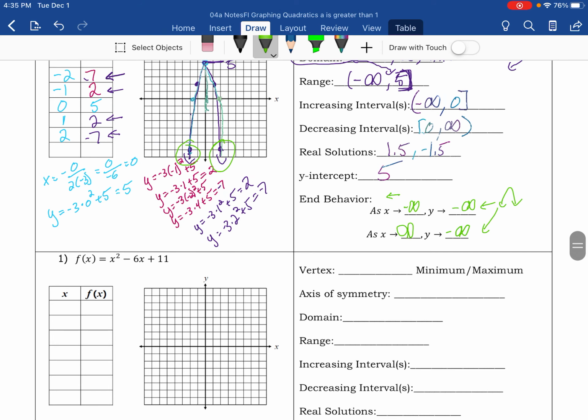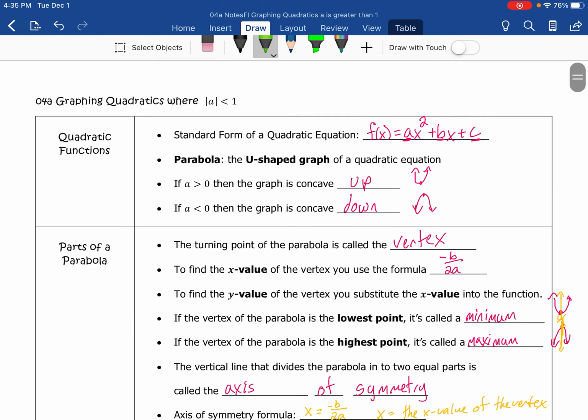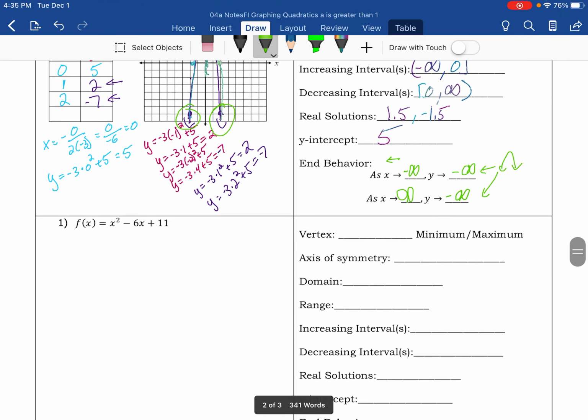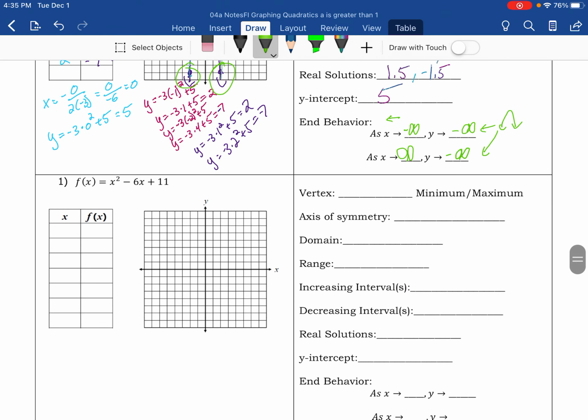So we have just 2 more. I just want to try a couple more. Let's do this one right here. For this, my a value is equal to 1, my b value is equal to -6, and my c value is equal to 11.